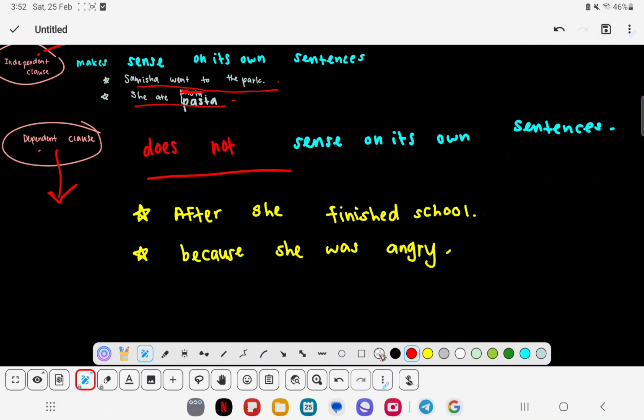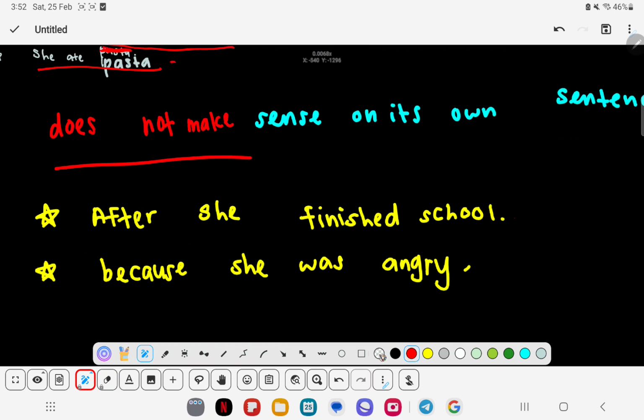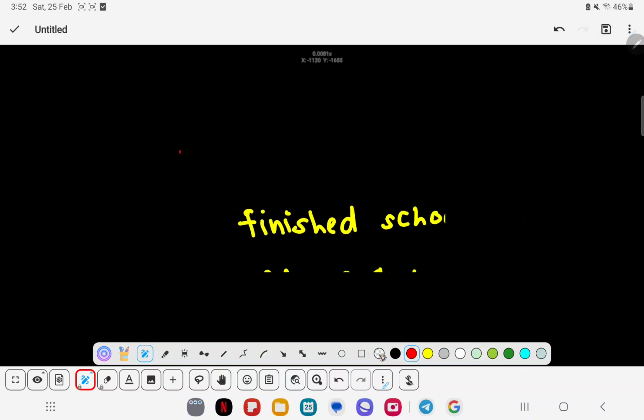Alright, now we are going to talk about dependent clause. Dependent clause is also known as DC. It means that it does not make sense on its own. It does not make sense on its own as a sentence.